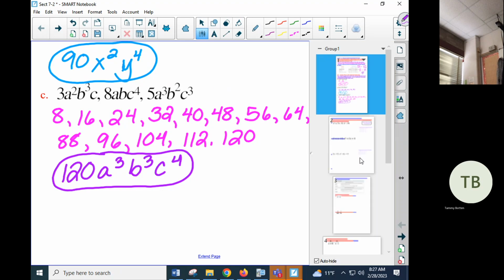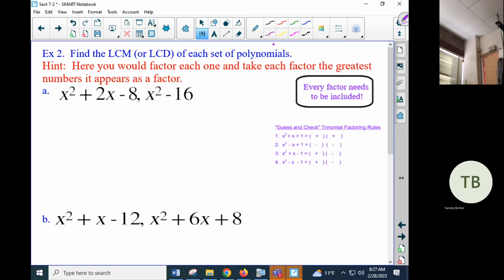Then what we're going to do, if we look at this page, it's the same thing where you're trying to find the least common multiple. But in these, what you have to do before you can do that is you have to factor each of these. So what I'd have to do is look at this and think, how can I factor that? Okay. So this is trinomial factoring. So I'm going to do this.